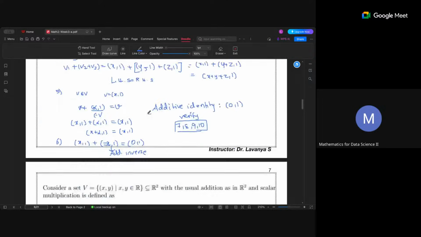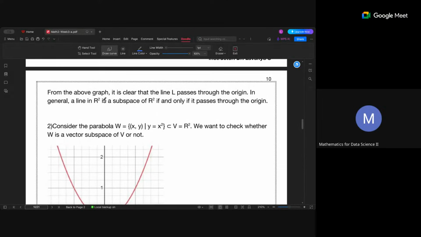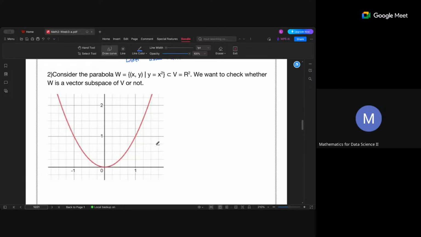Okay, fine. So remember, this is under the usual addition and scalar multiplication. Unless the operations are mentioned, you always consider the usual addition and scalar multiplication. If no operation is defined for addition and scalar multiplication, we assume the usual one. Okay, fine. Now look at this parabola. We want to check whether W is a subspace of V or not. Okay, what is the first step?